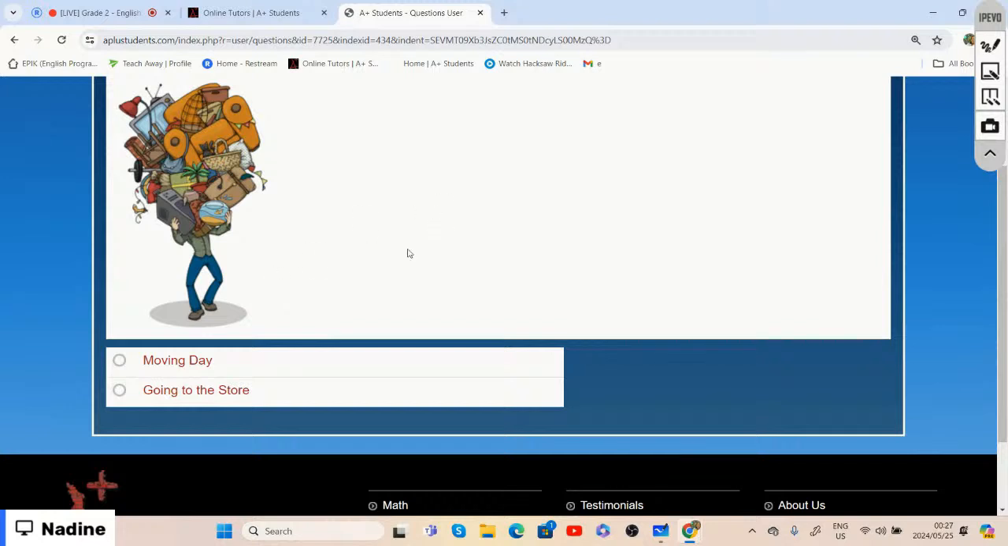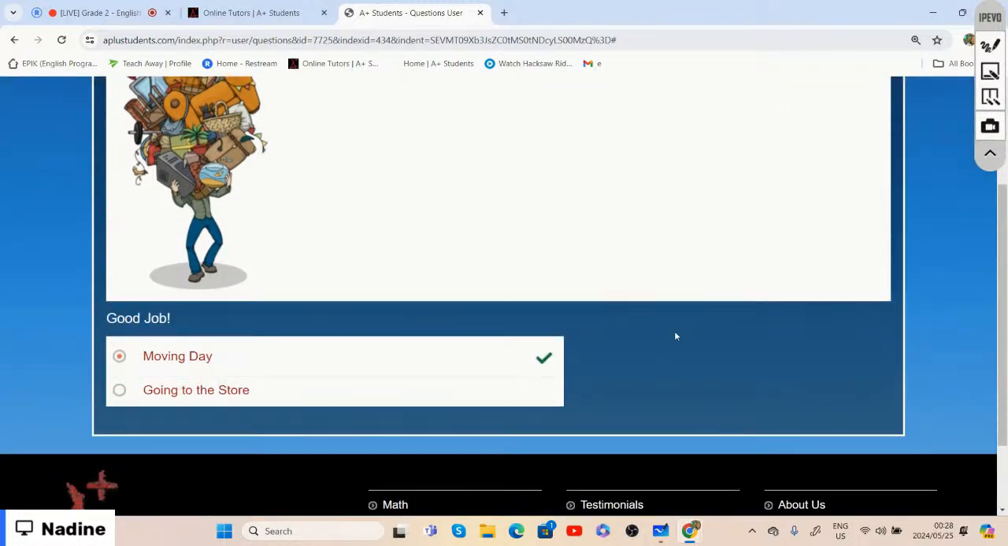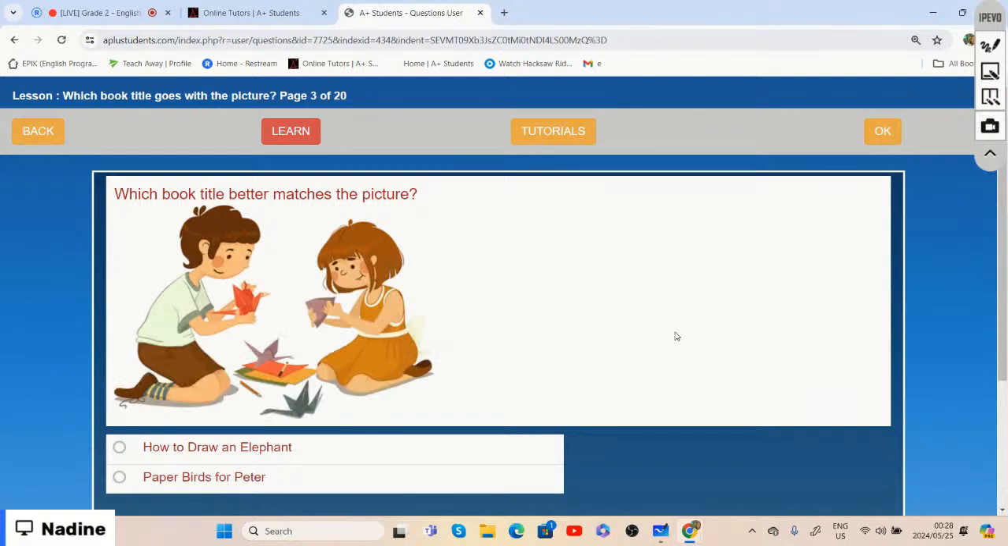All right, then if we were to choose the correct answer, we would say this is moving day, right? So he is moving with all of his stuff, right? And moving day, option one, is correct. So well done.